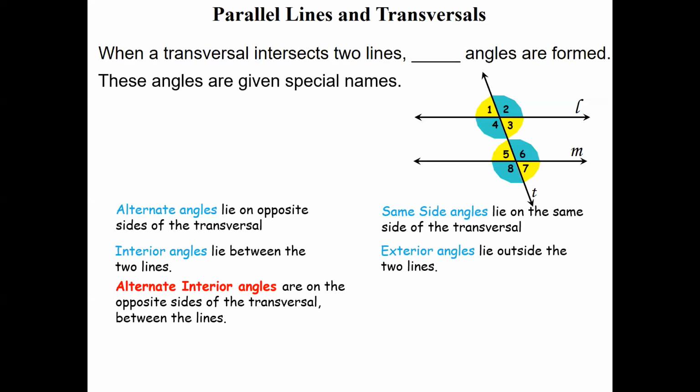Some vocab terms here. Alternate interior angles. Alternate means they're on opposite sides of your transversal. Interior means they have to be inside the two parallel lines. So we have two sets of alternate interior angles. Beside that, I want you to write angle 3 and angle 5. In this diagram, angle 3 and angle 5 are alternate interior angles. The other pair would be angle 4 and angle 6. So 3 and 5 are alternate interior, and 4 and 6 are alternate interior as well.